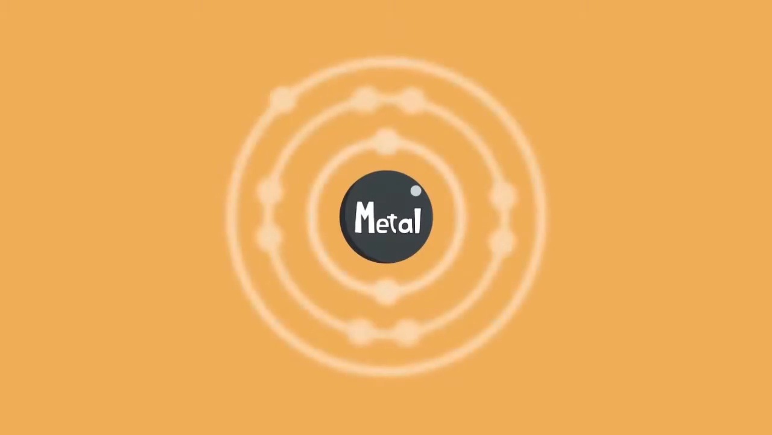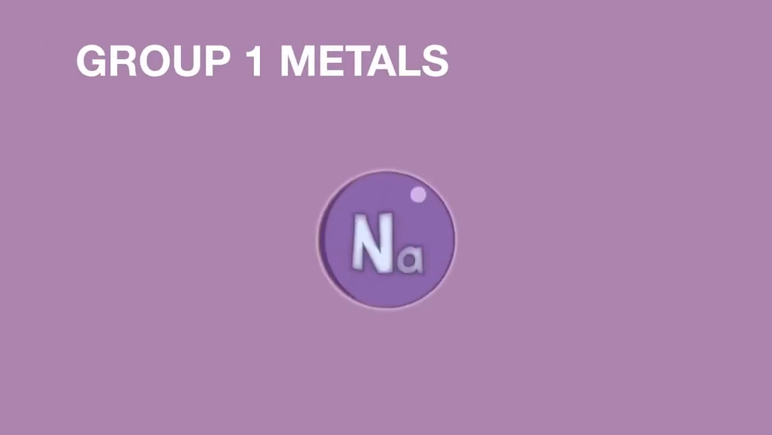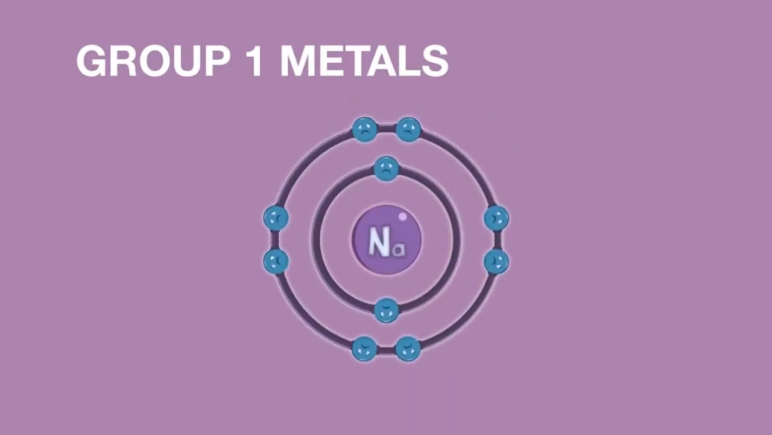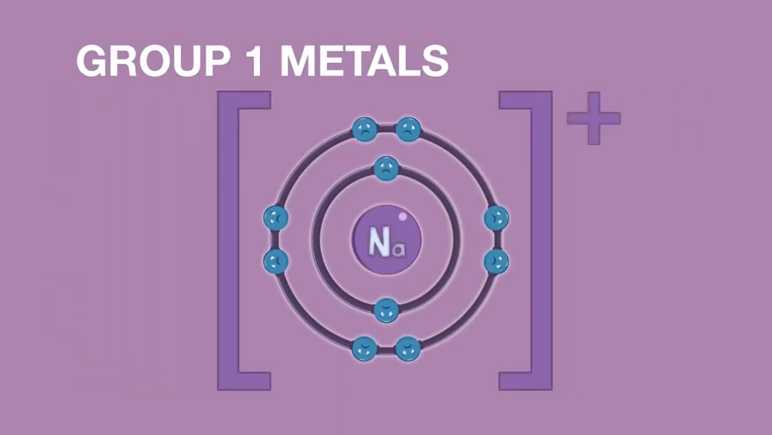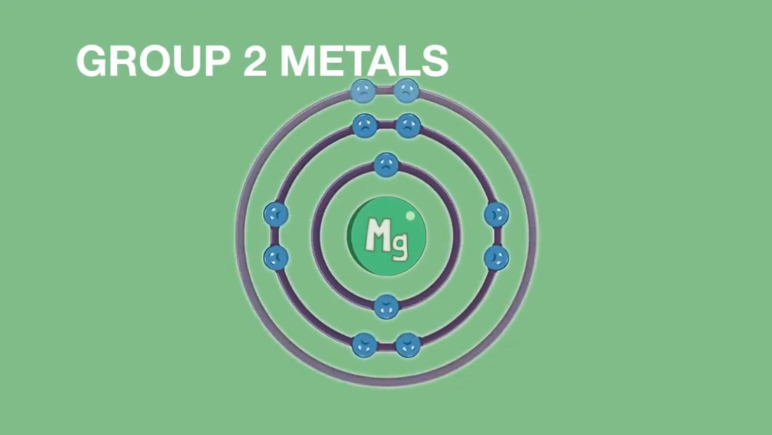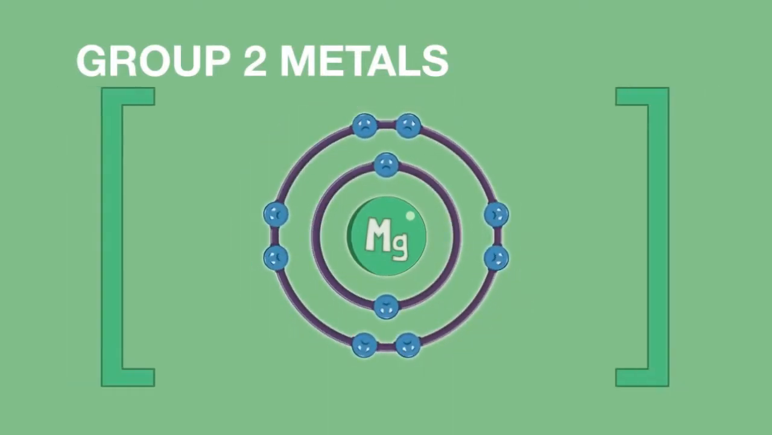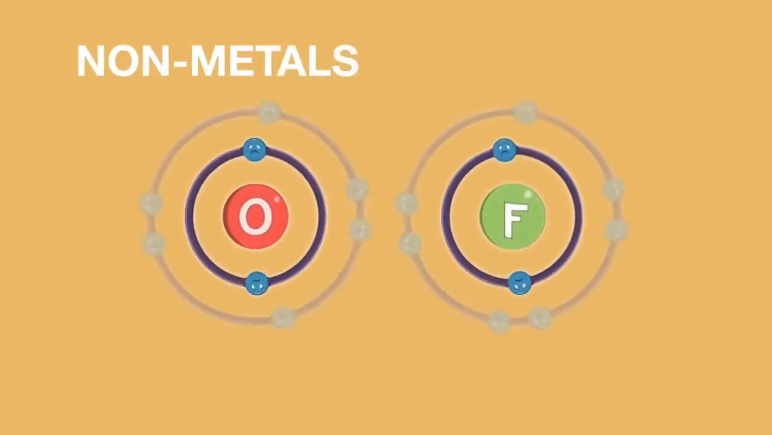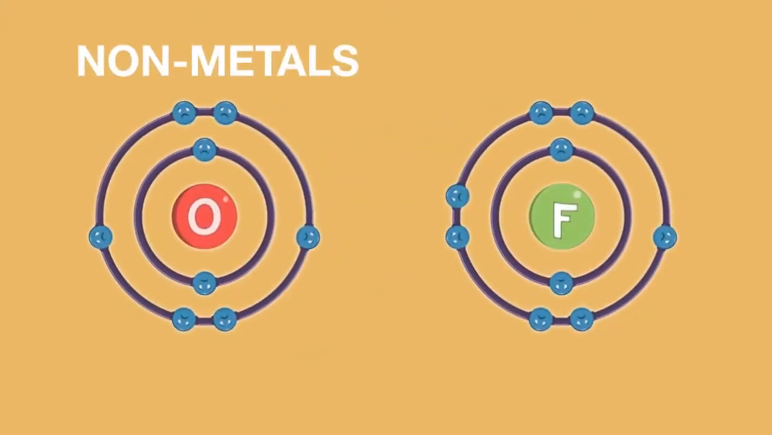They are both metals, and metals lose their valence electrons to form cations. Group 1 metals, such as sodium, have 1 valence electron, and they lose this electron to form ions with a +1 charge. Group 2 metals, such as magnesium, have 2 valence electrons, and they lose these electrons to form ions with a 2+ charge. Oxygen and fluorine are both nonmetals.